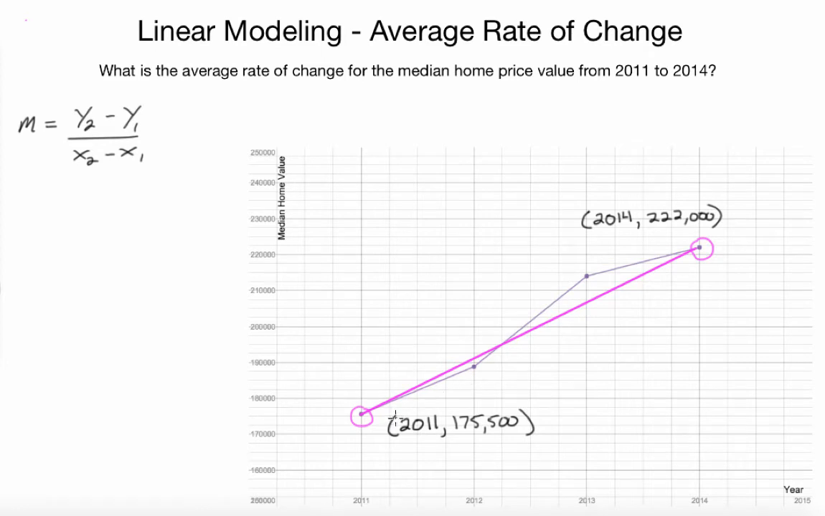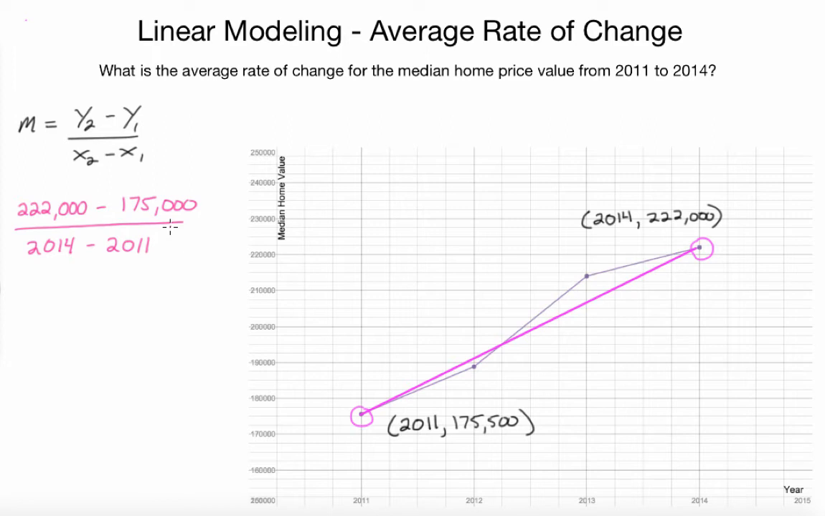So over a 3-year period, 2011 to 2014, we want to see what was the average increase per year. We've got 2 points now, so let's find the slope and see what's going on. I need to subtract the y values, so we've got 222,000 minus 175,000. That'll give us the change along y, the increase along y values. Then we need to subtract the x values, so 2014 minus 2011.